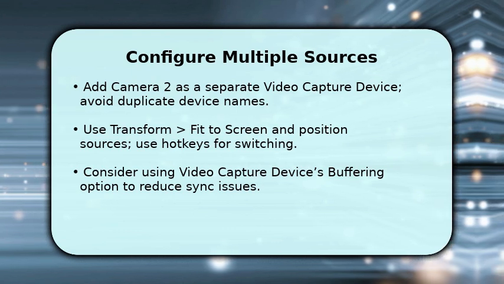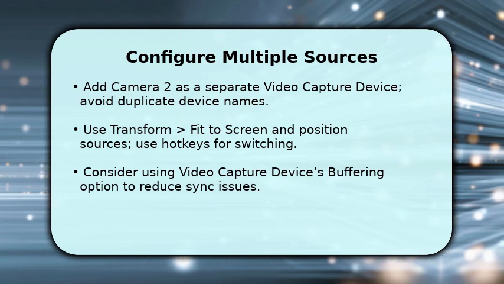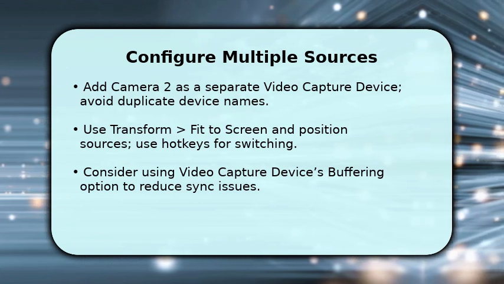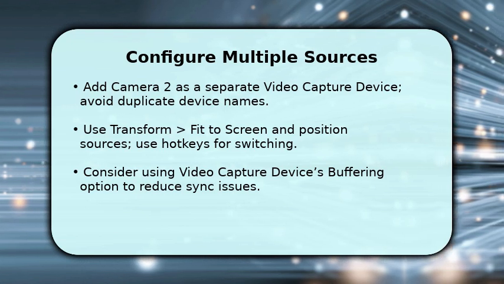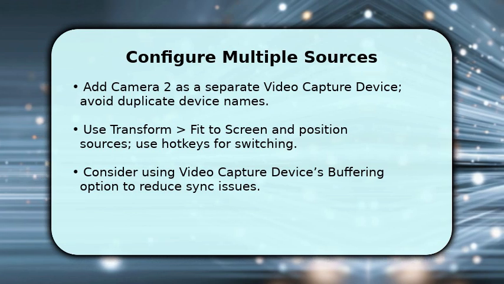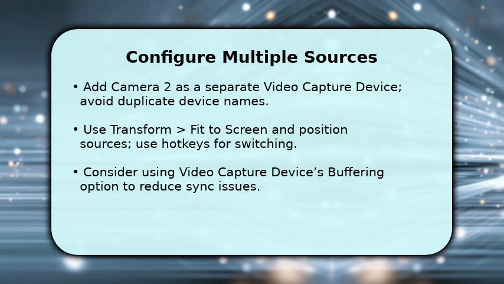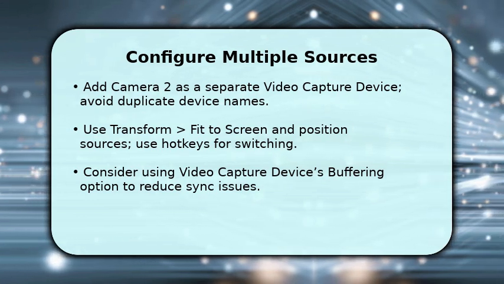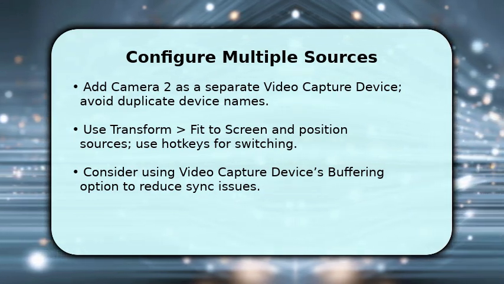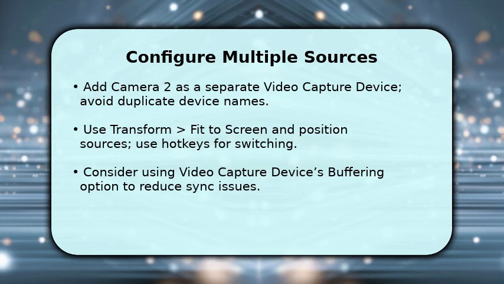Once both sources exist, use Transform to scale and position them, and enable alignment guides for consistent framing. Assign hotkeys for quick scene swaps, or use Studio mode for previewing. If you see out-of-sync audio or video between cameras, toggle buffering or use a dedicated capture card to standardize input latency, because synchronization depends on consistent capture timing.